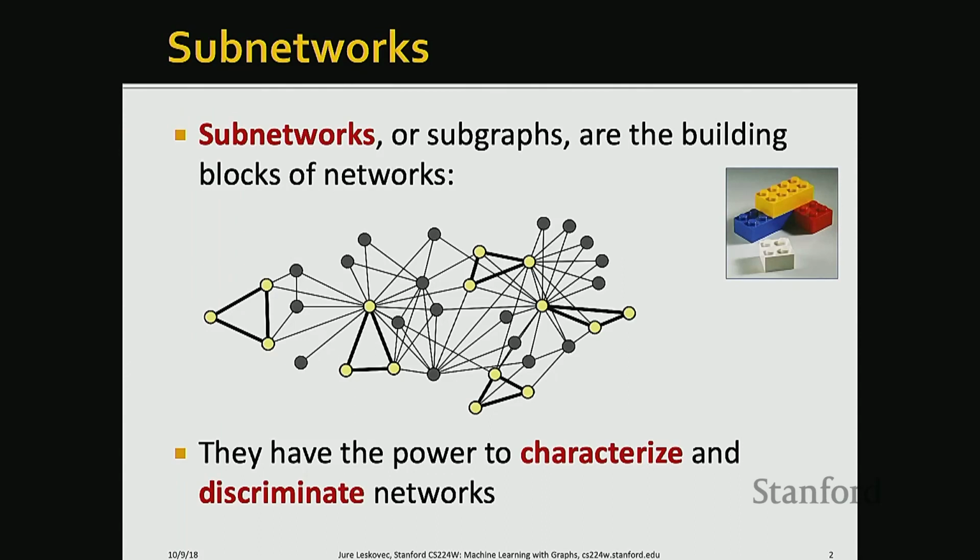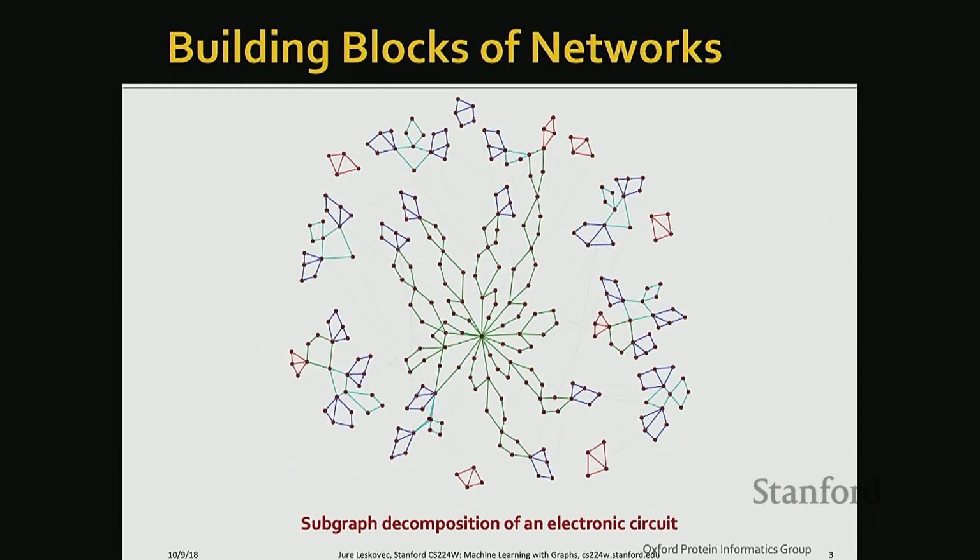And this will allow us to characterize the networks, discriminate between different types of networks, and also describe the structure of the network around a given node, and this way gain insights into the networks themselves. So our goal will be to look at the subgraphs or subnetworks of a bigger network. And the idea is that we want to identify these building blocks.